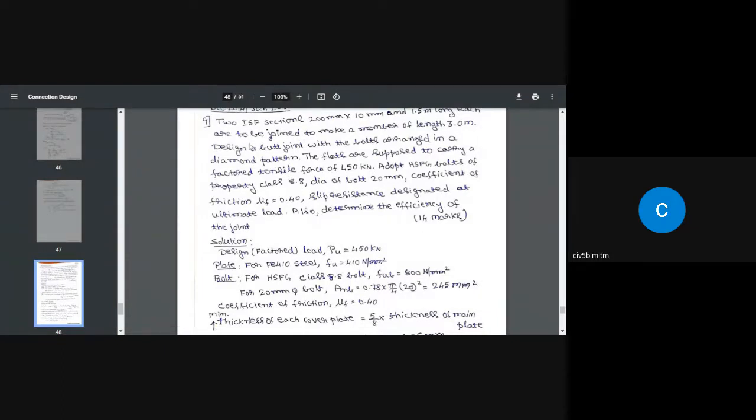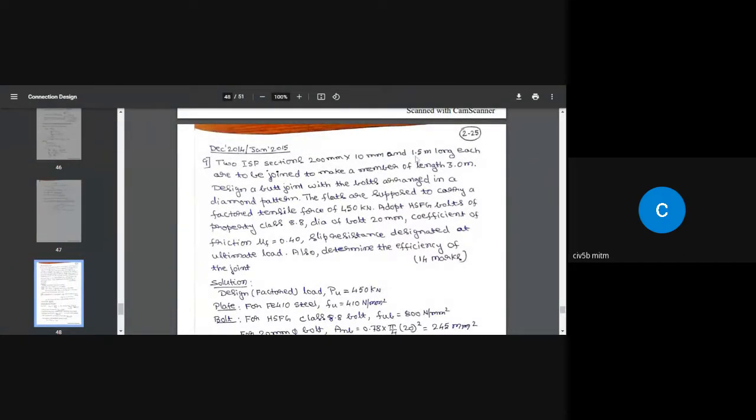So again, 2 ISF sections. These are the 2 plates we have, that is Indian Standard Flat sections. Width is 200 millimeter and the thickness is 10 mm. What is the length of each flat? 1.5 meter length. But what is the length of the member we need? We need a 3 meter length member. So we need to connect 2 flats, each of length 1.5 meter, to make a member of 3 meter length to withstand a design force of 450 kilonewton.